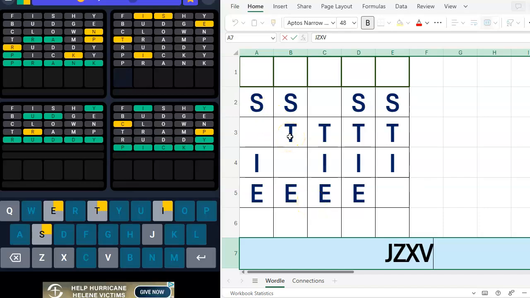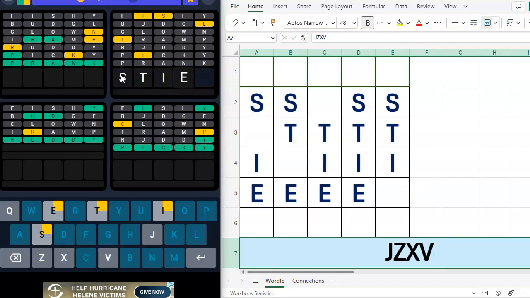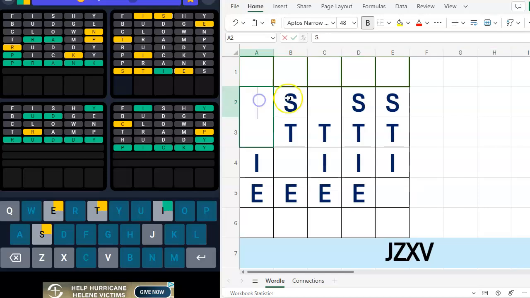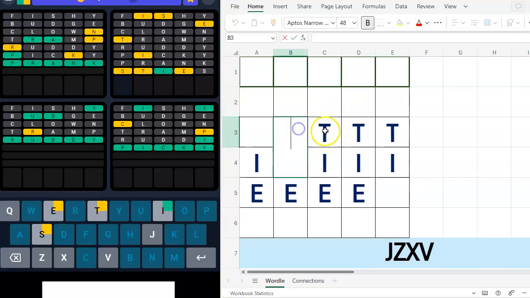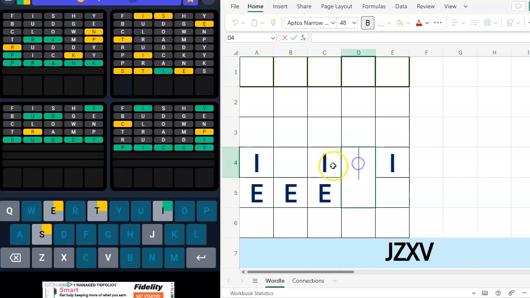S, T, Sties, S-T-I-E-S. I don't think that's it, but it could be. And I think it's going to lead us to the answer. It's going to put the S in two different spots, so we're either going to see or exclude. Okay, so let's clear all this out. Now we've got additional info.